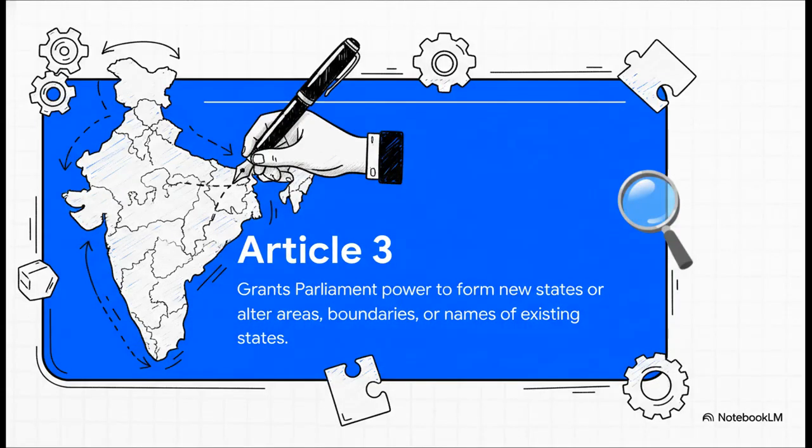So where does this incredible power come from? It comes from Article 3 of the Constitution. This is the game changer. It basically gives Parliament a pen to redraw the internal map of India whenever it sees fit. And get this, it can be done with just a simple majority vote. No massive, complex constitutional amendment needed.